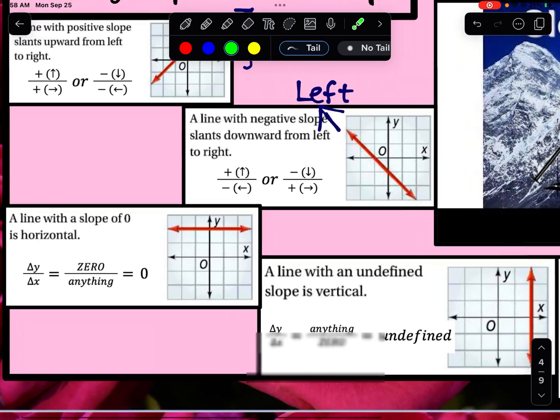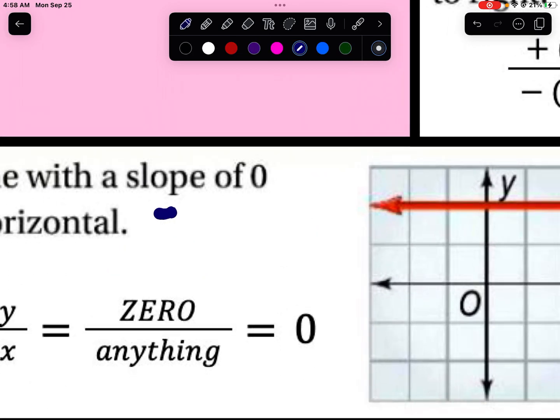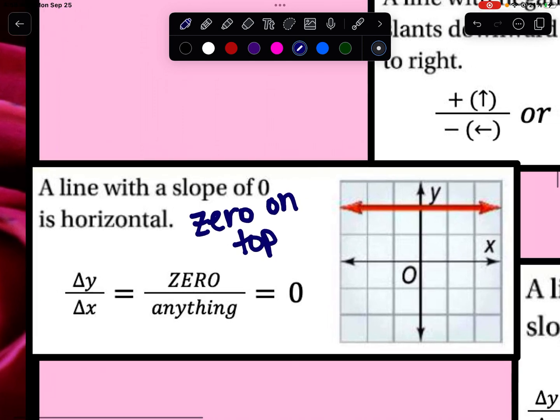Then there's 2 special kinds of lines. A horizontal line has a slope of 0. When you're doing this math, you're going to get a 0 on top. Let's write that. 0 on top, you're going to get a slope of 0, and that is a horizontal line, and it is a y equals something line. Please add all these notes as I do. All we care about is where that line goes through the y-axis, so it's a y equals line.